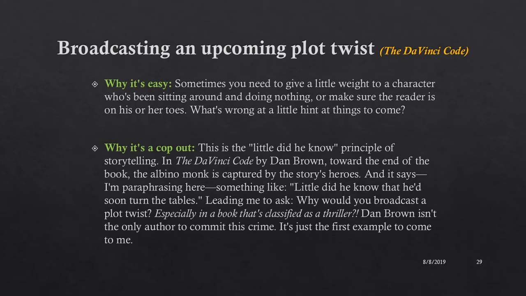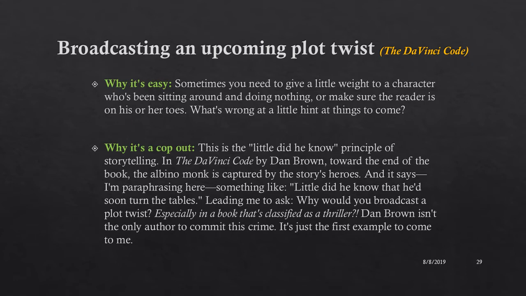So, broadcasting an upcoming plot twist, like in the Da Vinci Code. It's easy because sometimes you need to give a little weight to characters sitting around doing nothing, or make sure the reader is on his or her toes. What's wrong with hinting at things to come, right? That's why it's easy. Why it's a cop-out?